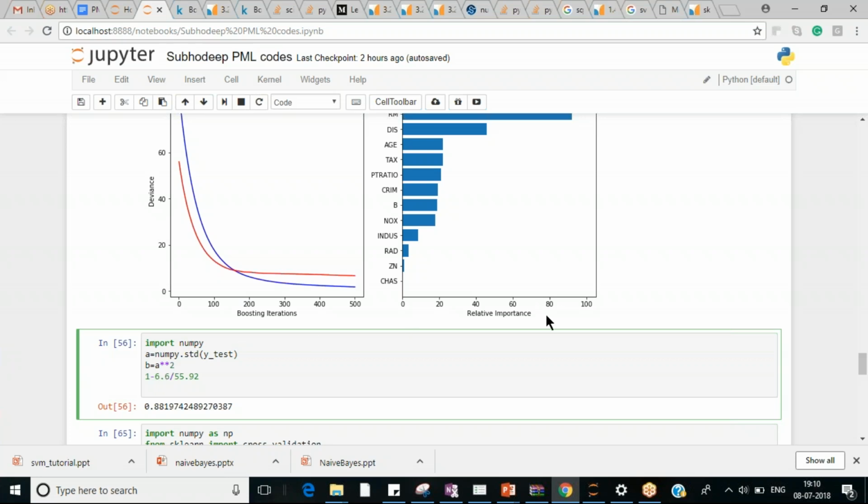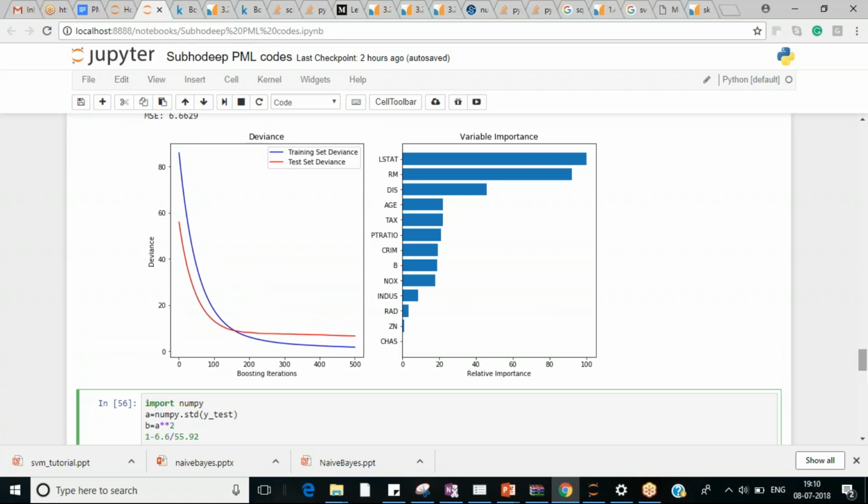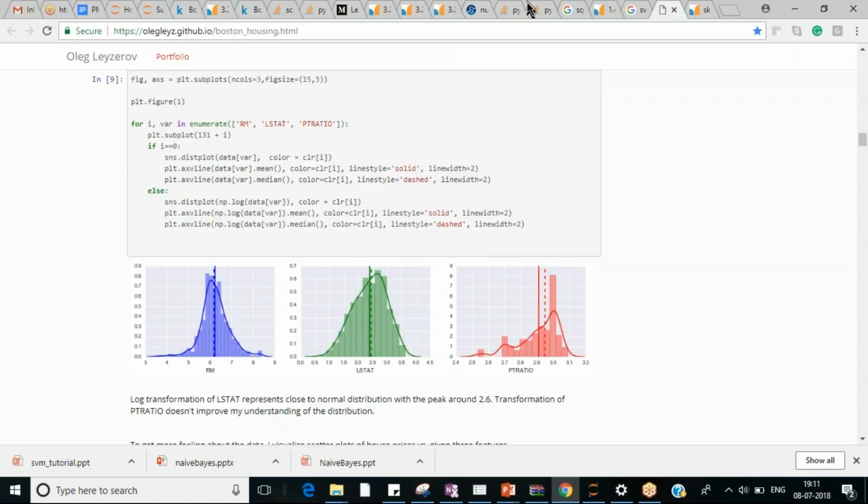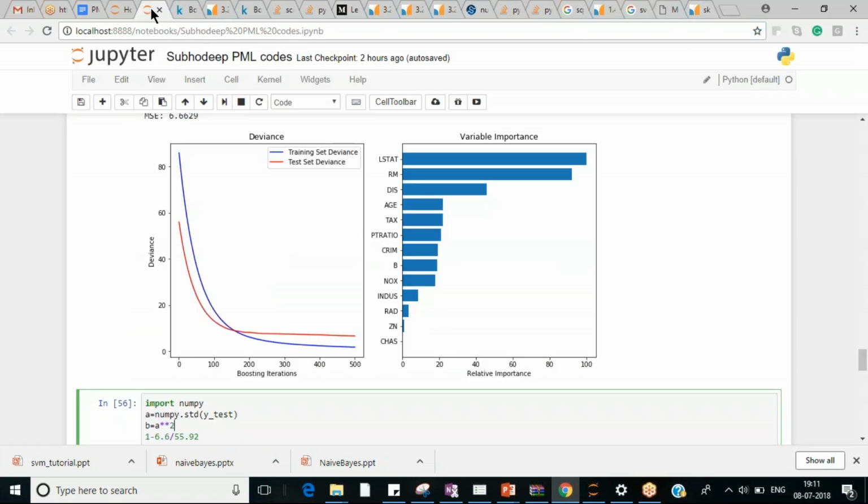Vasant says how LStat. LStat. Okay, what was LStat? I need to check what was LStat. We'll address your question, Vasant. Just wait. Let me complete this.